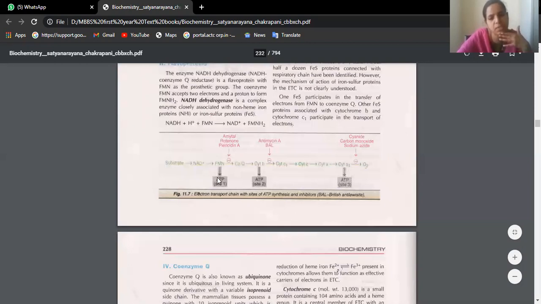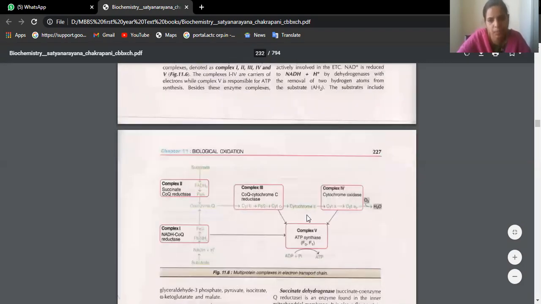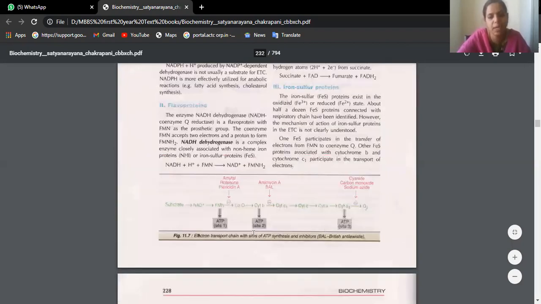So at the first enzyme complex, we have the production of ATP. Then at enzyme complex 2 also we have the production of ATP. Then at this third step, complex 4, cytochrome oxidase, 1, 2, 3. These are the three steps where ADP will be coupled to form ATP. So how many ATPs are synthesized? Three: 1, 2, 3.